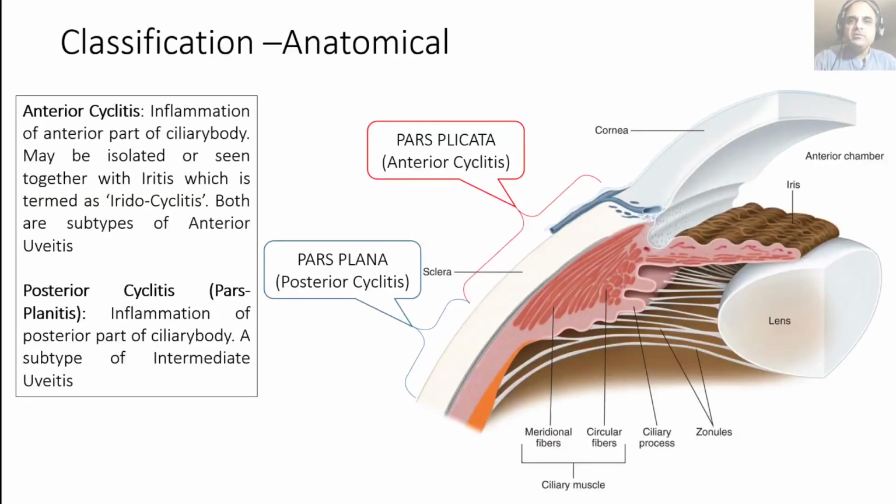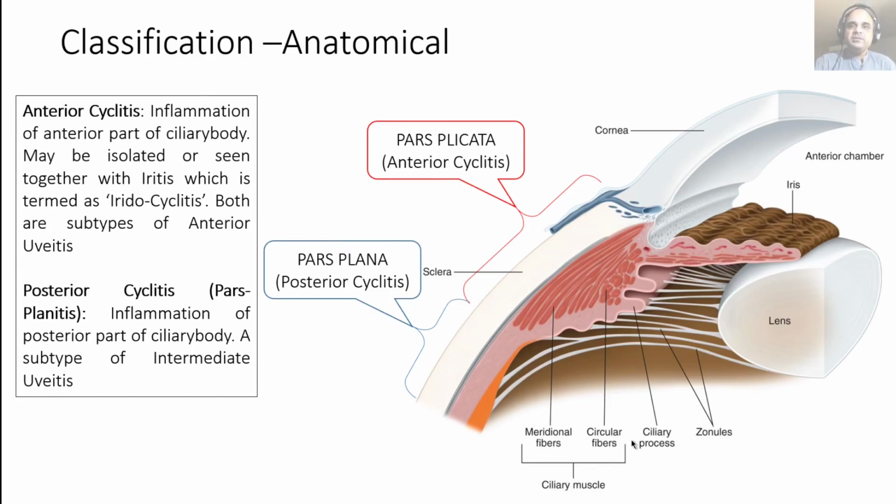This shows the two types of uveal inflammation associated with the ciliary body. Pars plicata inflammation causes anterior cyclitis, which is a component of anterior uveitis, inflammation of the part of the ciliary body with the folds. And then you have posterior cyclitis, which is inflammation of the flat part of the ciliary body, the pars plana, which is a component of intermediate uveitis. And although it's not shown here, this is where the vitreous is, where the cursor is moving, and it's in very, very close contact with the pars plana.